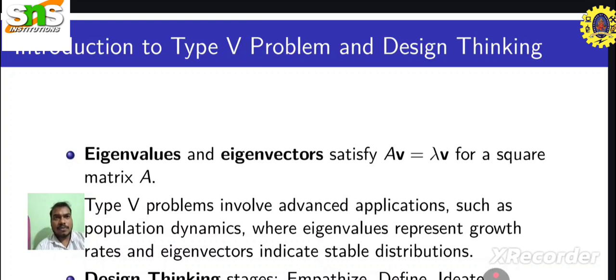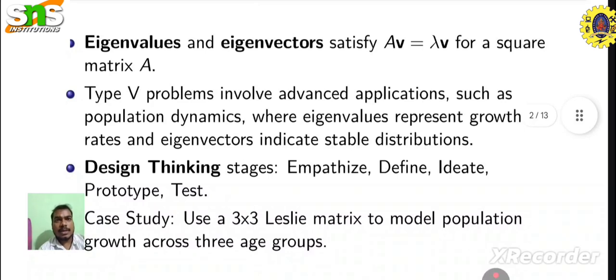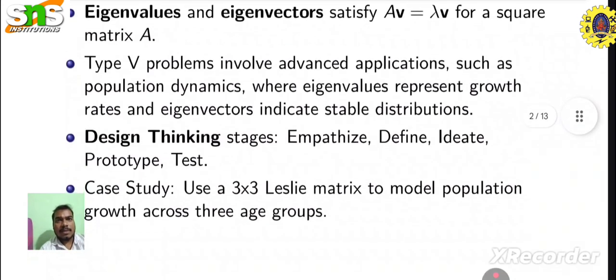Let us look at an introduction to type 5 problem and design thinking. Here the eigenvalues and eigenvectors satisfy the equation A V equal to lambda V for a square matrix A. Type 5 problems involve advanced applications such as population dynamics, where eigenvalues represent the growth rates and eigenvectors represent the stable distribution.